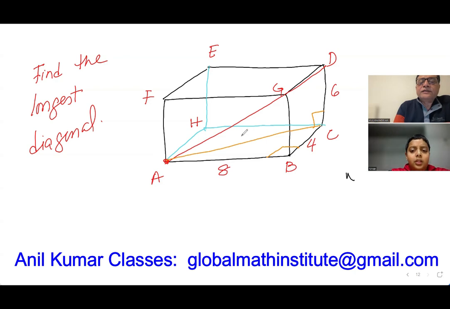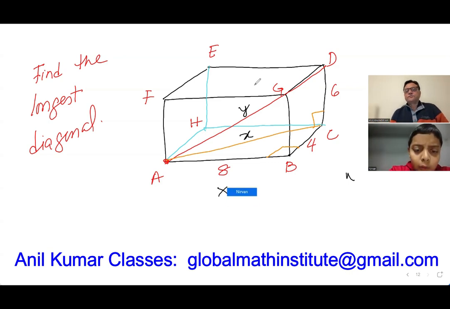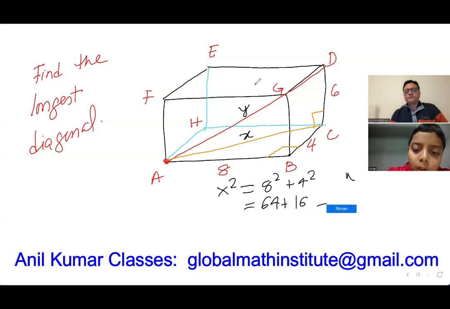So you may say A to C is X and let this be Y. So first find X. Okay, X. So X square is 8 square plus 4 square. Correct. 64 plus 16, which is 80. Leave it as such because when you want to solve for the other triangle, you square it. So the square root will vanish.